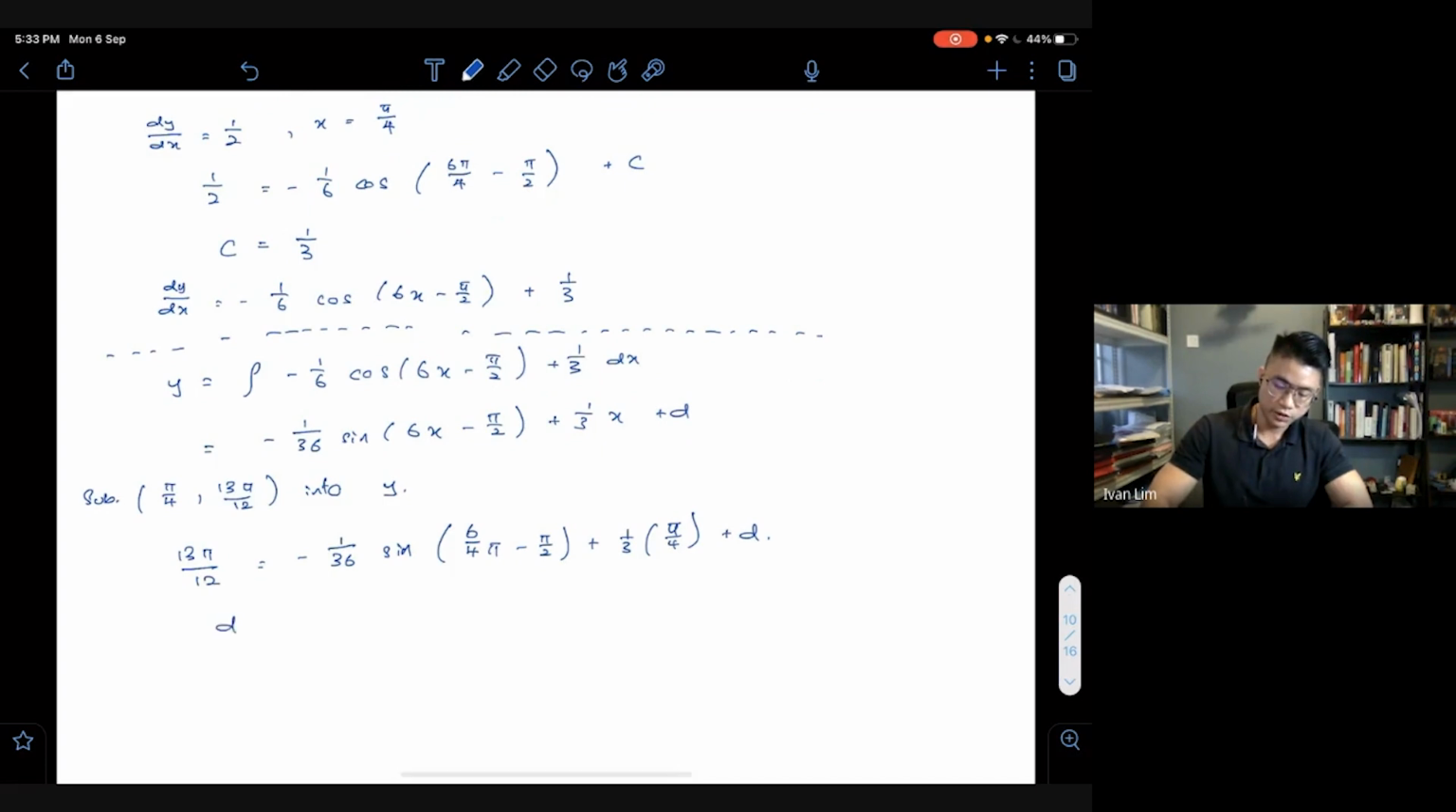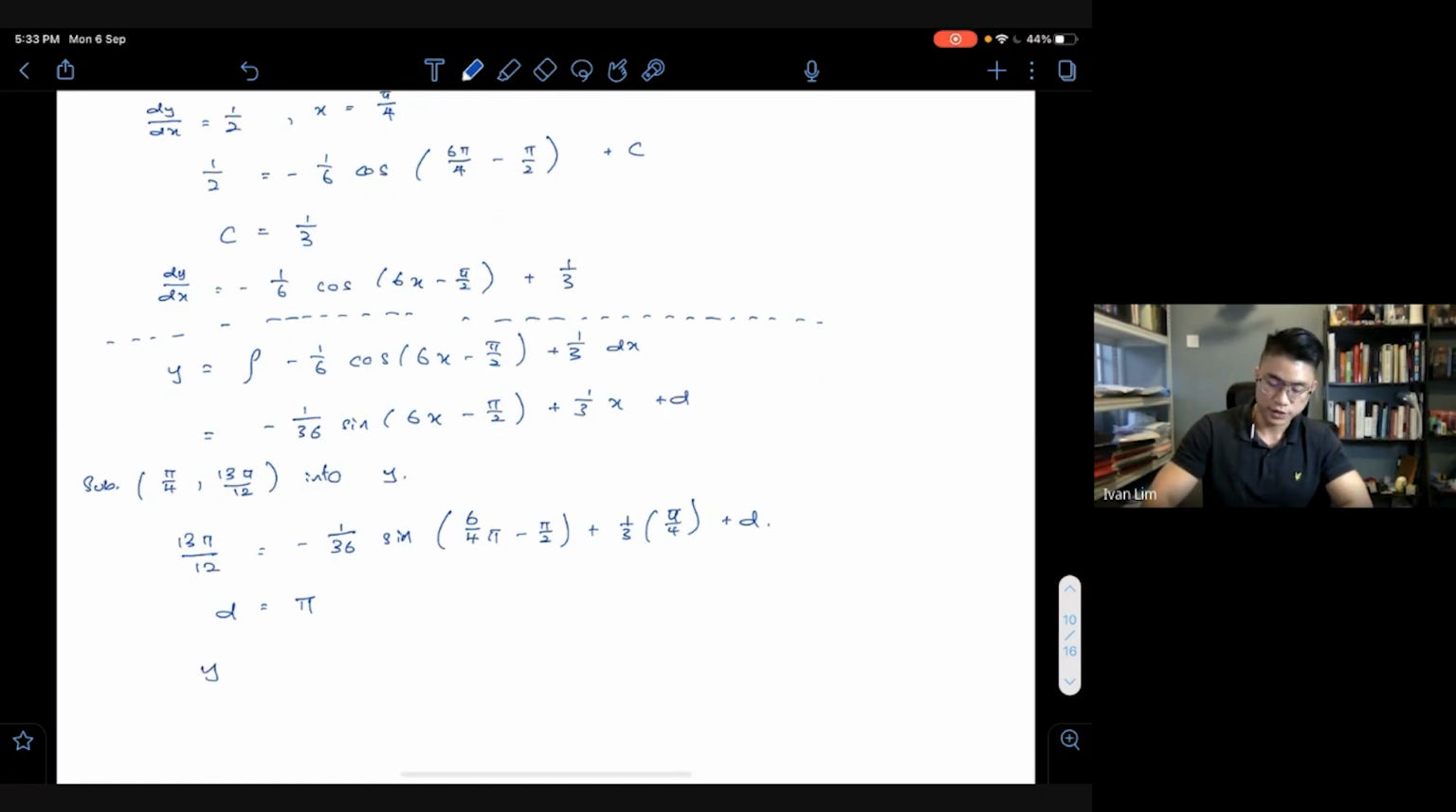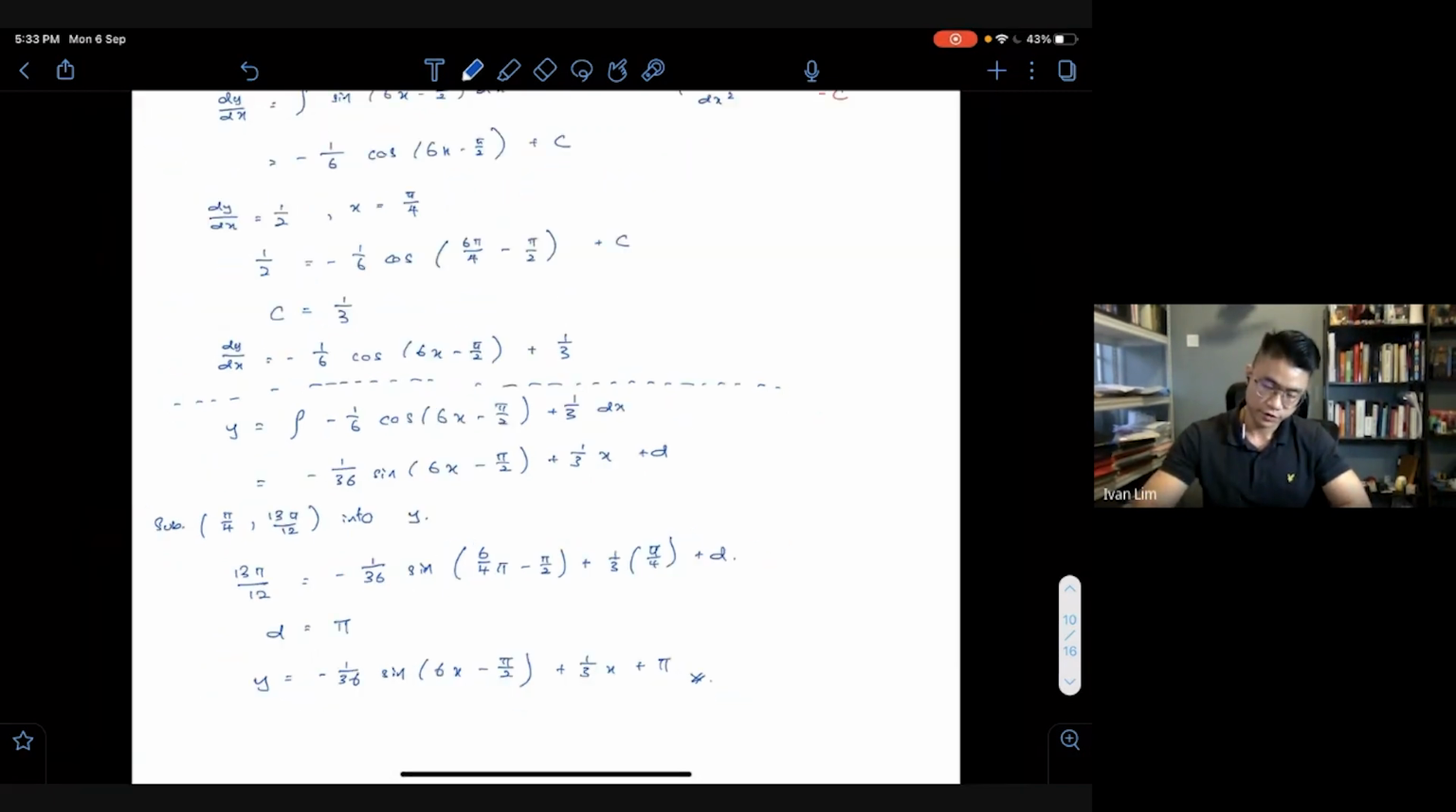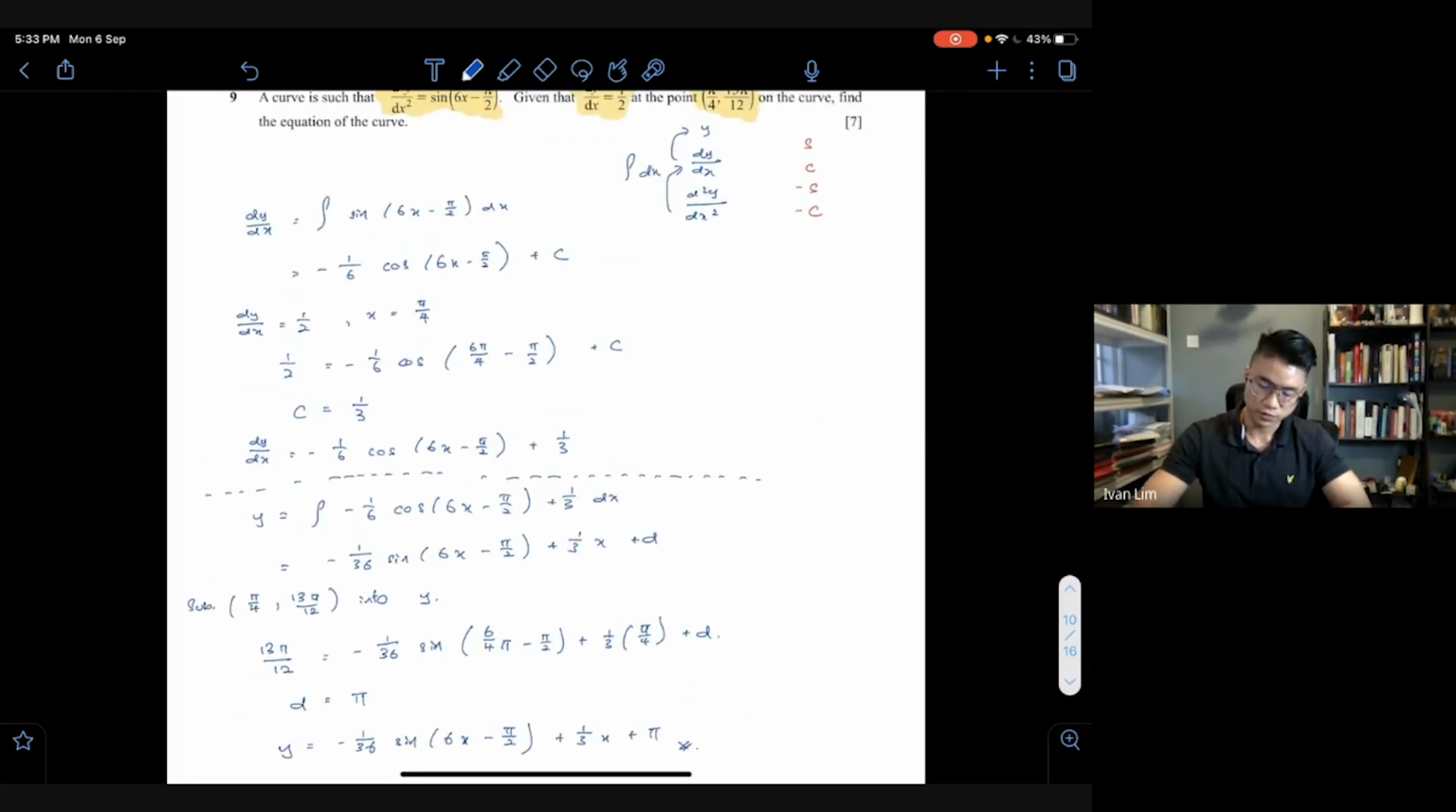Rearrange the entire thing and calculate for your d. D, you will get pi. Therefore, your final answer will be y equals negative 1 over 36 sine (6x minus pi over 2) plus 1 over 3x plus pi. Fun times. 7 mark question.